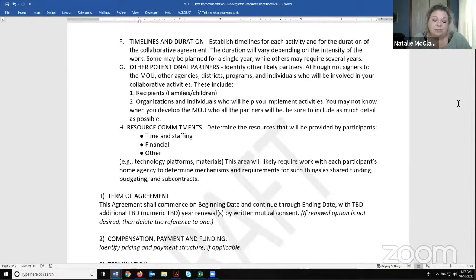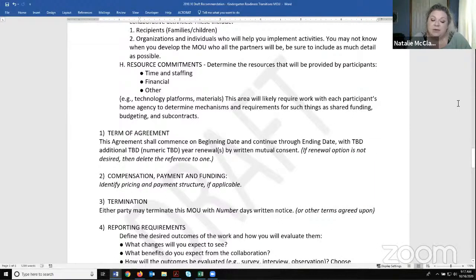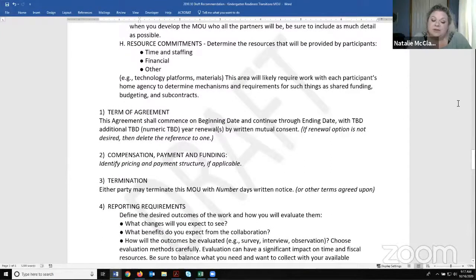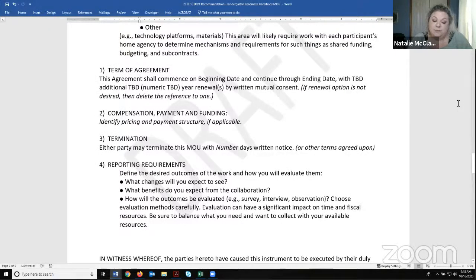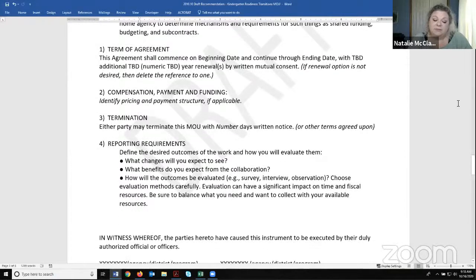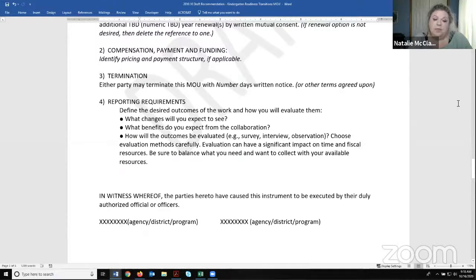The next section talks about term of agreement, and this section just lays out the timeline of the MOU and how long it's going to last, and when they need to come back to it. The next section talks about compensation, payment, and funding. If there's any compensation or pricing or payment, this is where they'll talk about that. There may not be, so they may not even need this section. The next section talks about termination. This is where programs would describe how termination of the MOU would be carried out. And then the next section talks about reporting requirements. This is where programs would define the desired outcomes of the work and how they will be evaluated. And again, they can add in and take out anything they need depending on what works best for the community.